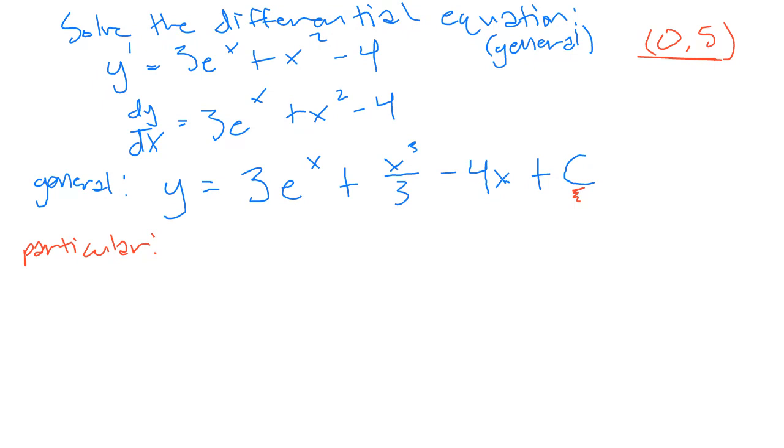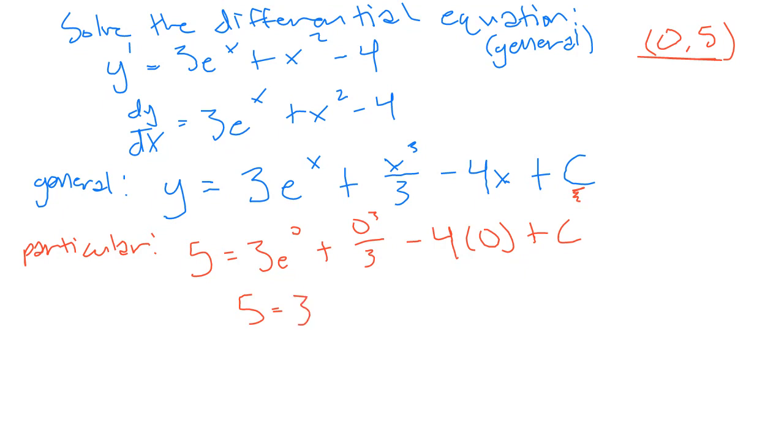So we're going to plug in our x and y wherever we have them. We know that y equals 5 from our point, so we get 5 equals 3e to the 0, plus 0 cubed over 3, minus 4 times 0, plus c. To simplify this, we get 5 equals 3, since e to the 0 is just 1, plus 0 cubed, which is 0, minus 4 times 0, which is 0, plus c. Just do some basic algebra, and we get c equals 2.